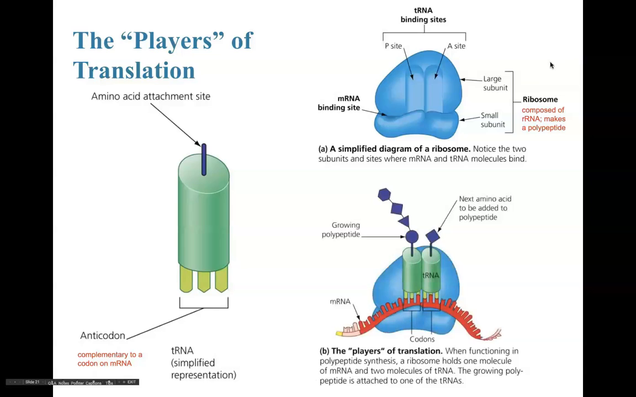Let me show you this image that shows the three different players involved in translation. To point out the three players before I get into detail: there's my mRNA, messenger RNA, which is one player; tRNA, transfer RNA, the second player; and then, pictured in blue here in the back, my ribosome. That's my third player, my ribosome, the protein machine, made of rRNA. Let me explain this image, the players of translation.